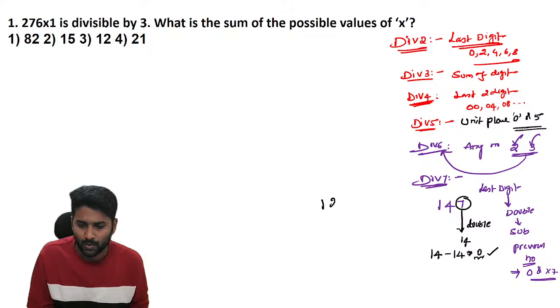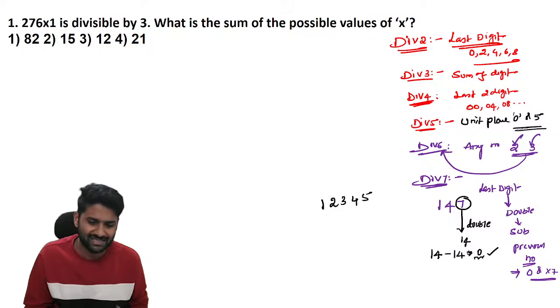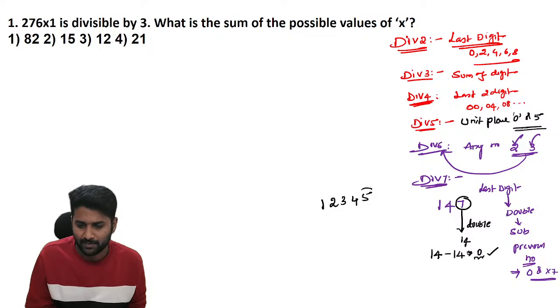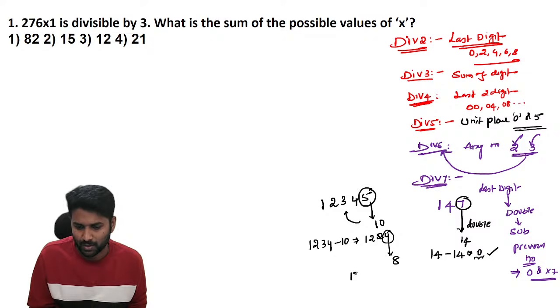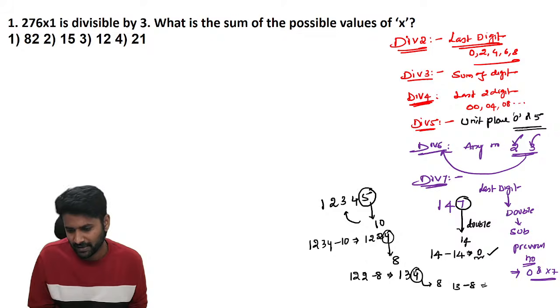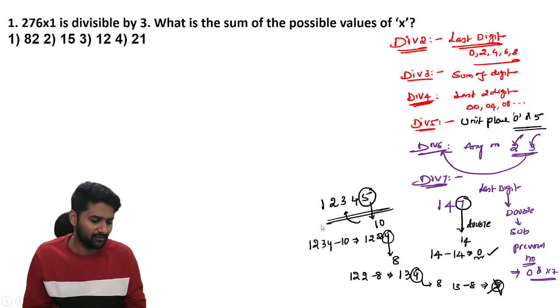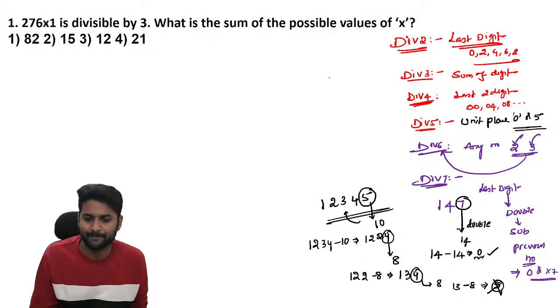Let me repeat. Take 12,345. Is it divisible by 7 or not? Step number 1: the last digit is 5. Double it, 10. Subtract it from 1234, so 1234 minus 10, then the result is 1224. Again, take the units place and double it. 122 minus 8 is 114. And you can repeat this step. Take double 4, that is 8. 11 minus 8, so the result is 3. So 3 is not divisible by 7. Then 12,345 is also not divisible by 7.